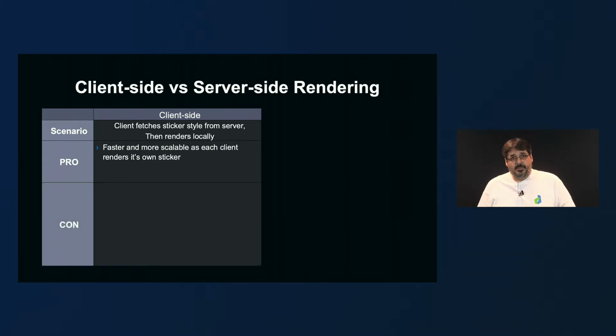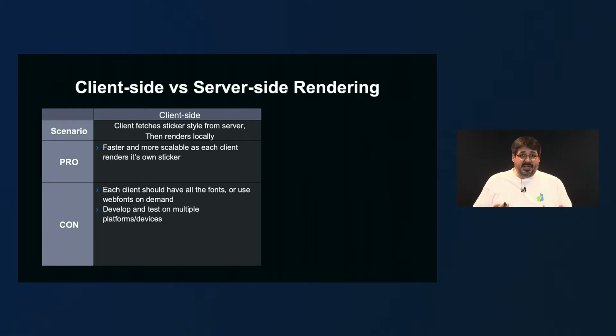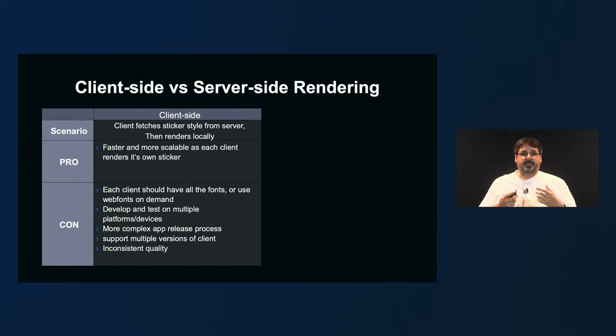On the negative side, though, each client needs to have access to all the resources, like the fonts used by the creators, or use web fonts on demand. And we need to develop and test the rendering logic on multiple platforms and devices, like iPhone, Android, desktop clients on both Windows and macOS. And we have to deal with a more complex app release process. We also need to support multiple versions of the client and OSs. And basically what this means for us is that we can have an inconsistent quality of the product, of the rendering.